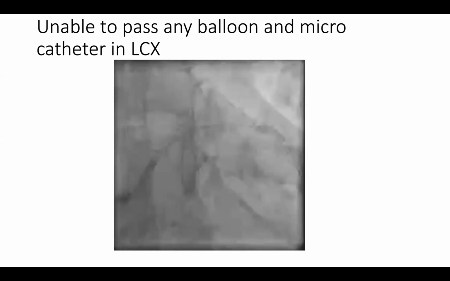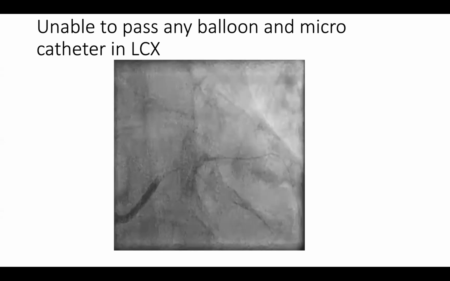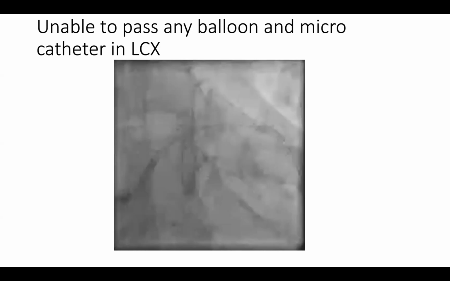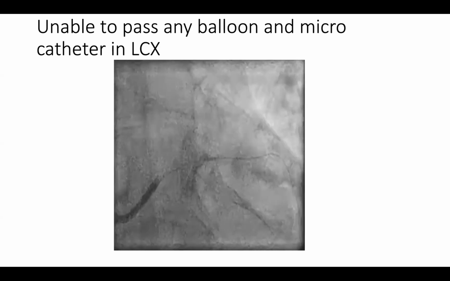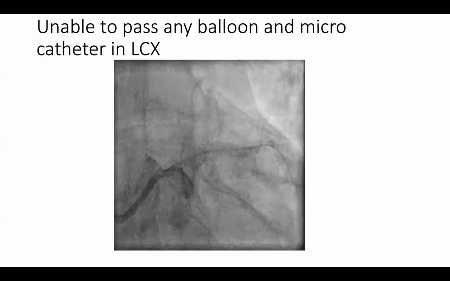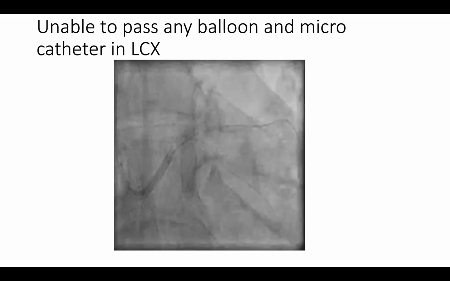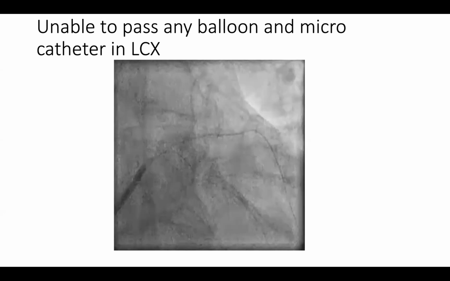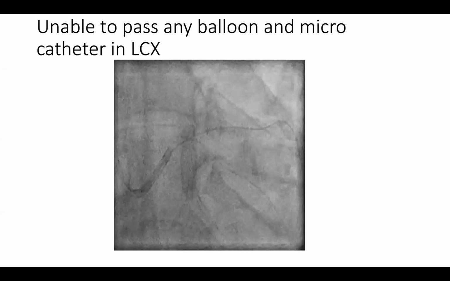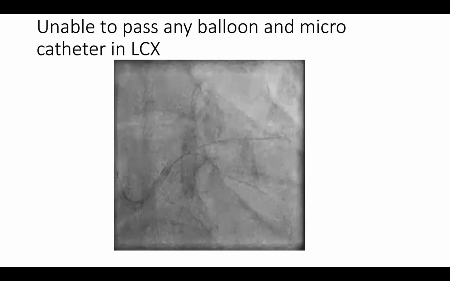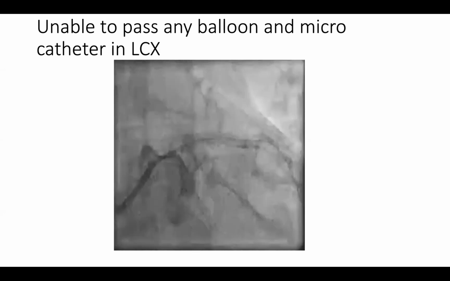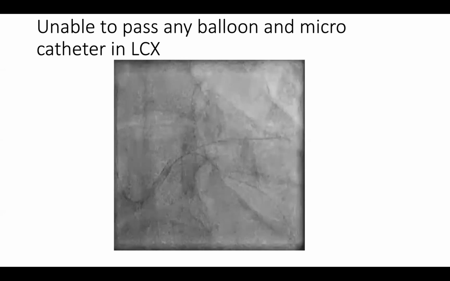Okay. I guess the thing is, if you're going to rotablate the circumflex, you're going to have to pull out your LAD wire. Were you concerned that the cutting balloon may cause some micro dissection in the LAD or left main? Yeah. At that time we did the ballooning. We were happy to take the rotablation wire, take the LAD wire out. There was no issue, but the main issue at this time is we're unable to pass any balloons, any microcatheter through the circumflex artery.